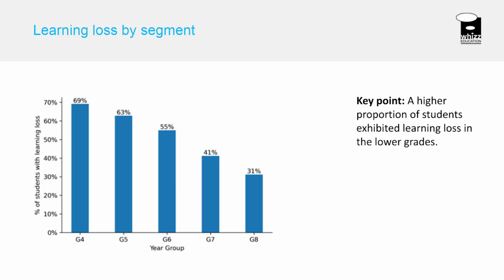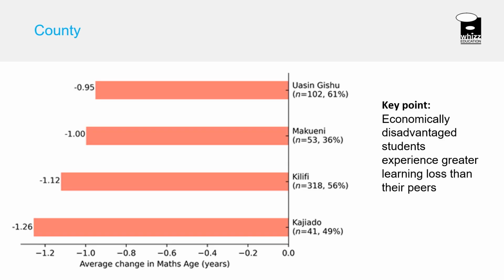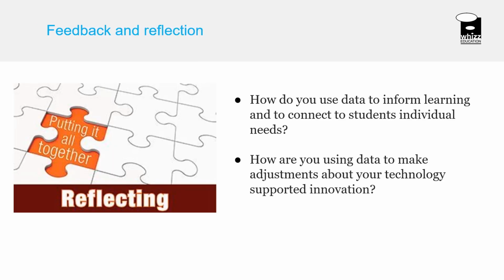A higher proportion of students exhibited learning loss in lower grades. In fact, there is a clear downward trend from grade 4 to grade 8. A slightly higher proportion of boys showed learning loss compared to girls, but losses were more pronounced for girls. Economically disadvantaged students in Kilifi and Kajiado experienced greater learning loss than their peers in other counties.